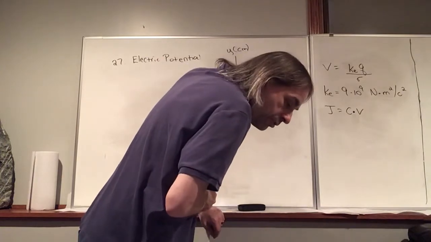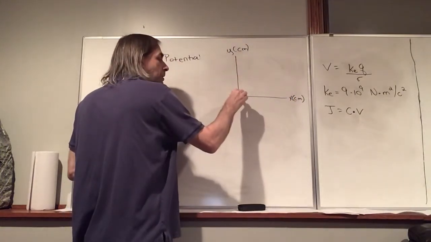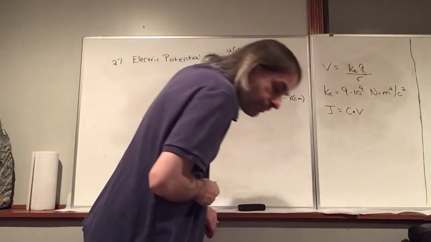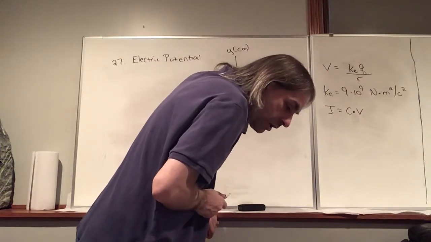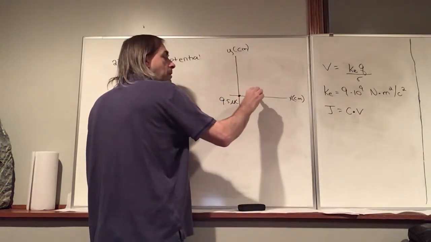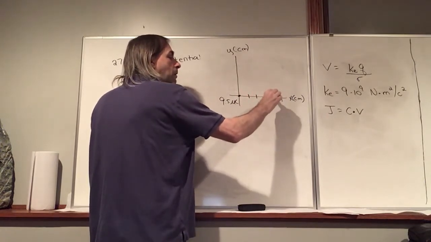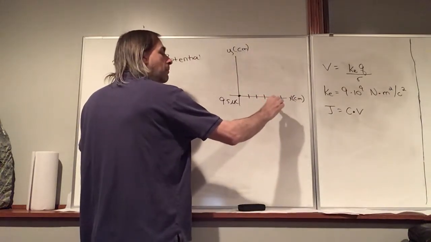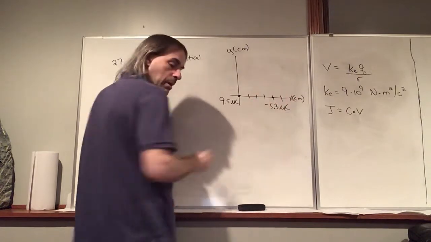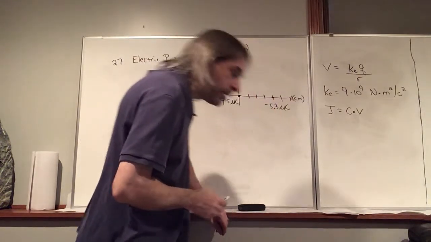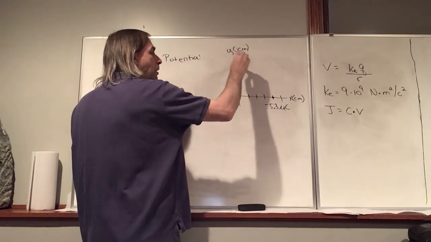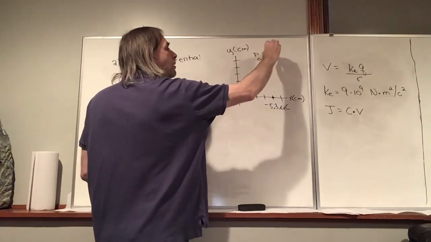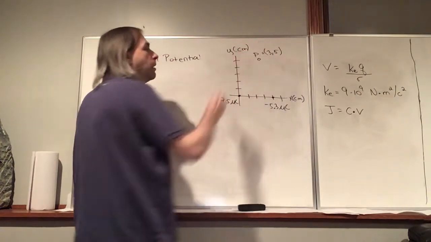So let's see, we have a charge of 9.5 microcoulombs at the origin, and a negative charge at the location 4 centimeters along the x-axis. And that's minus 5.3 microcoulombs. And we want the electric potential at the point 3,5. So 3,5, let's say that's our point. So that'd be measured in centimeters.